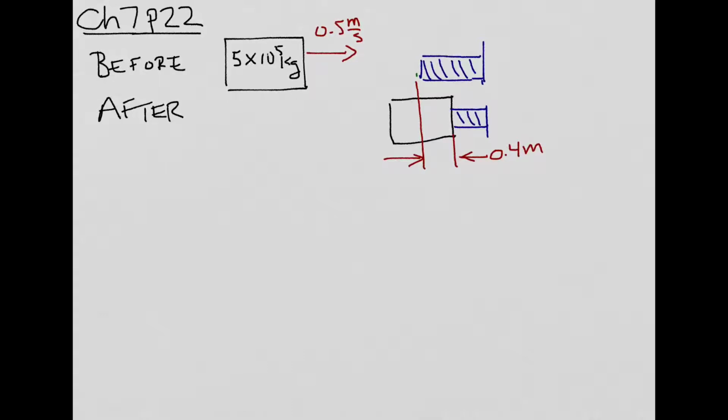In this example, there is a train that has a mass of 5 times 10 to the 5th kilograms, and it's moving at 0.5 meters per second, and it's going to run into a spring which is initially at its rest position. After colliding with the spring, the train comes to a stop and the spring is compressed to a distance of 0.4 meters. The challenge for us is to find the spring constant k.